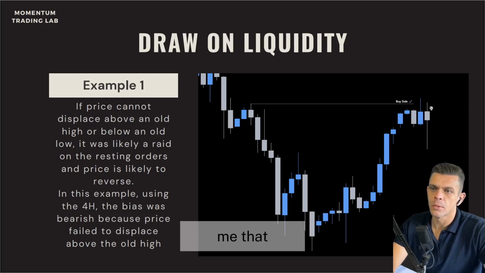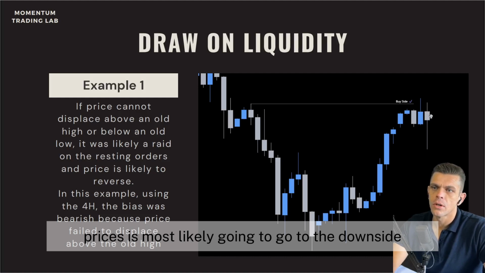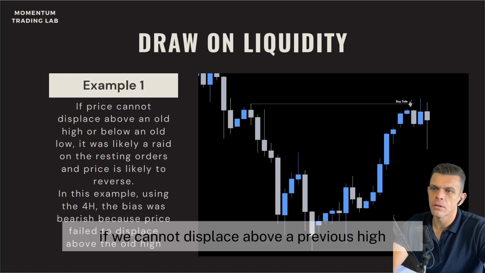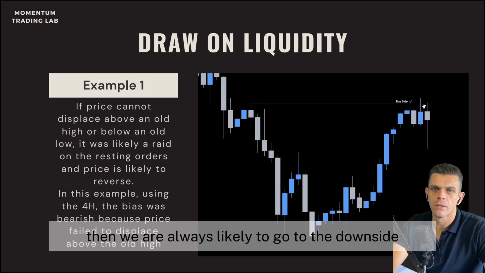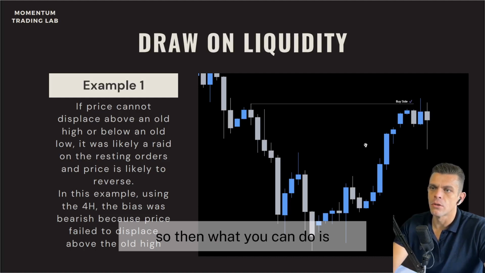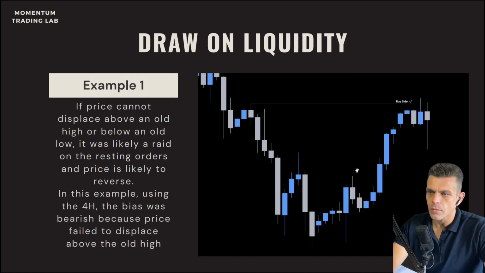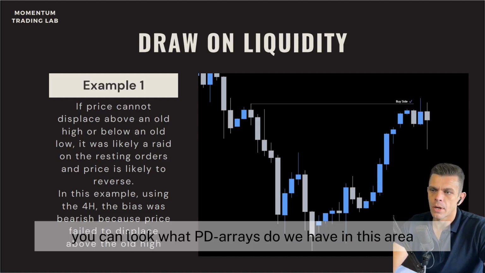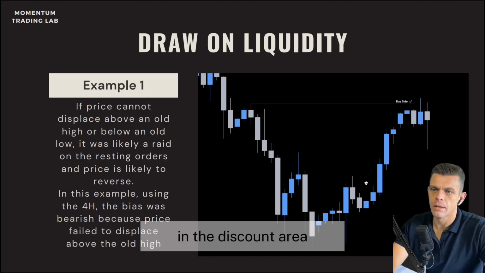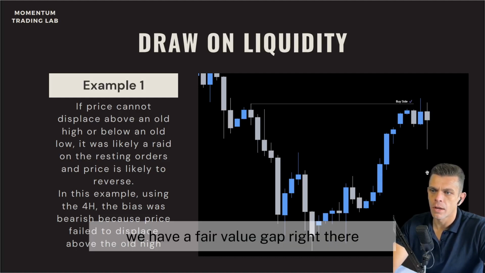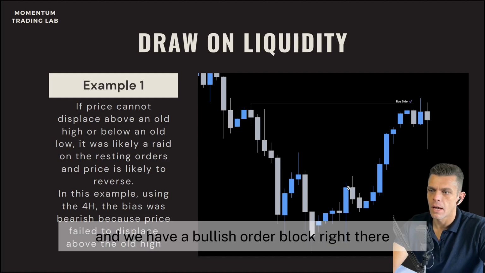And that tells me that price is most likely going to go to the downside. If we cannot displace above a previous high, then we are always likely to go to the downside. So then what you can do is look at what PD arrays we have in this area, in the discount area. We have a fair value gap right there, and we have a bullish order block right there.